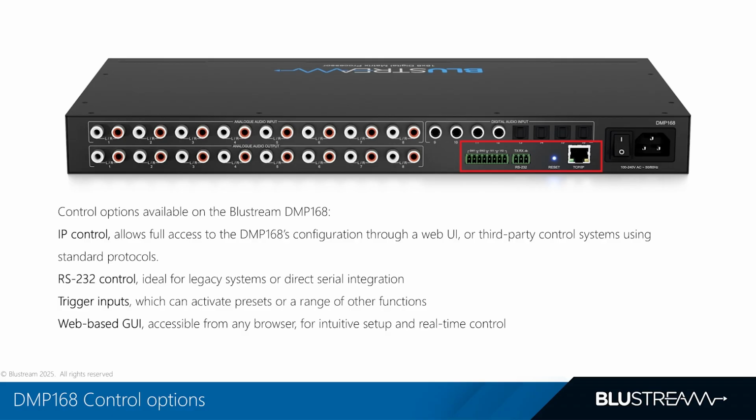So these are simple voltage connections that can activate presets or automate functions. So for example, you could program a trigger so that when a projector turns on, the DMP168 automatically switches to the correct input and output presets.